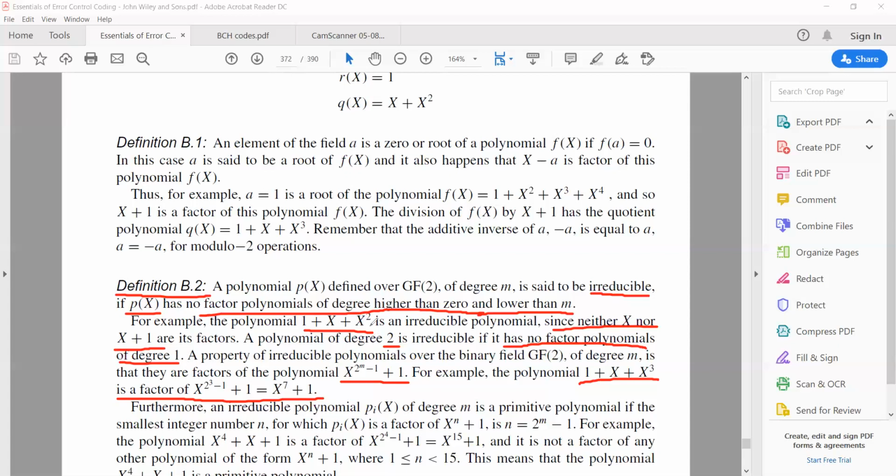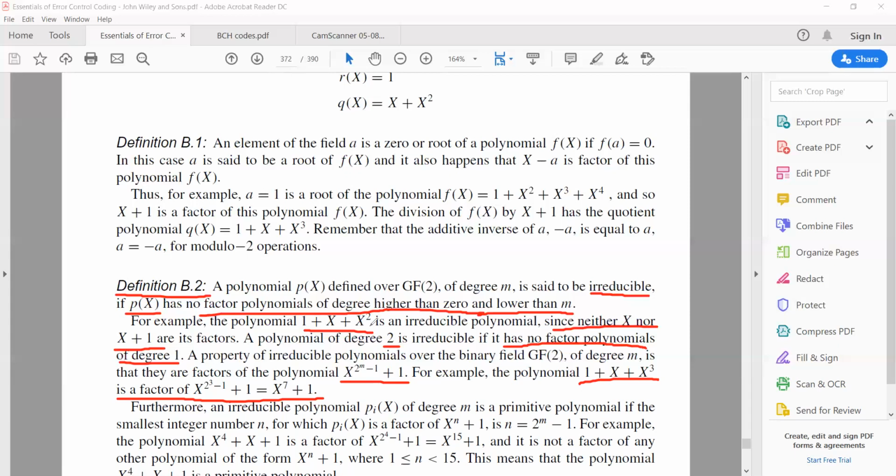That means I'm again repeating that any polynomial, if it does not possess any factor polynomials of degree lower than the degree of the main polynomial, then it is called the irreducible polynomial. Like 1 plus x squared, it does not possess a factor of degree 1. So that's why this is called the irreducible polynomial.